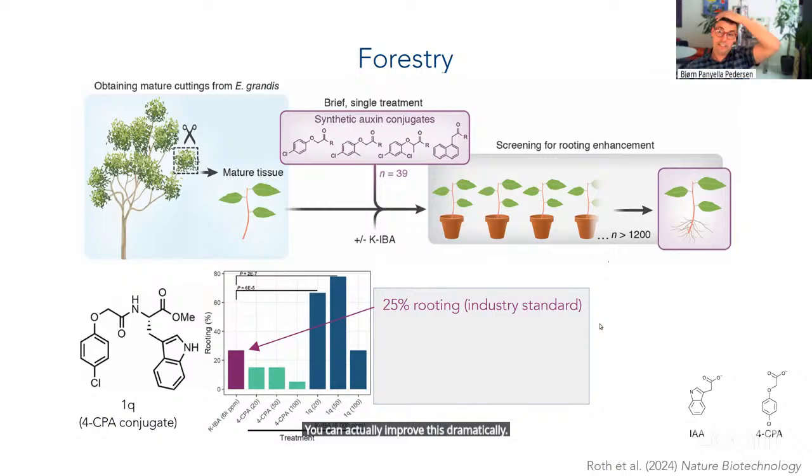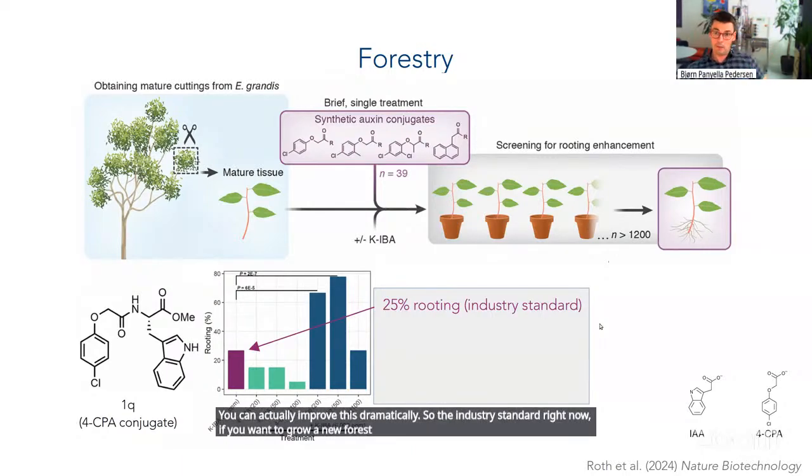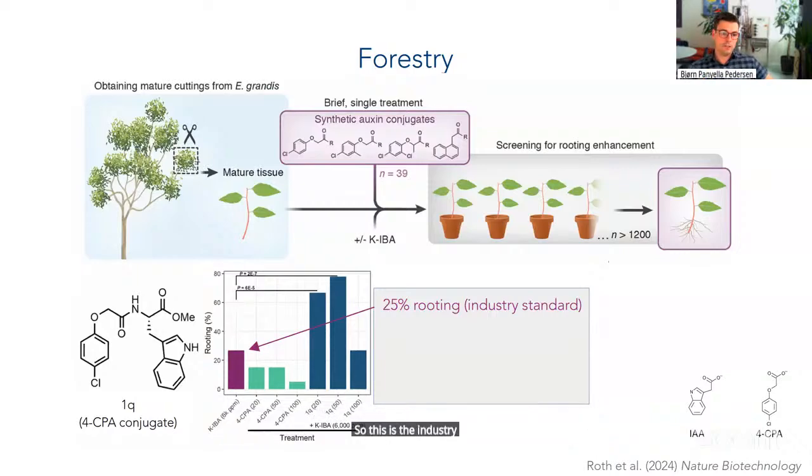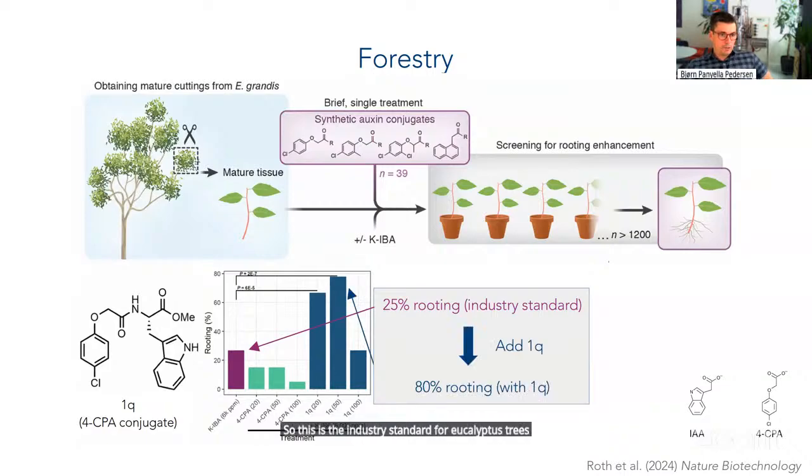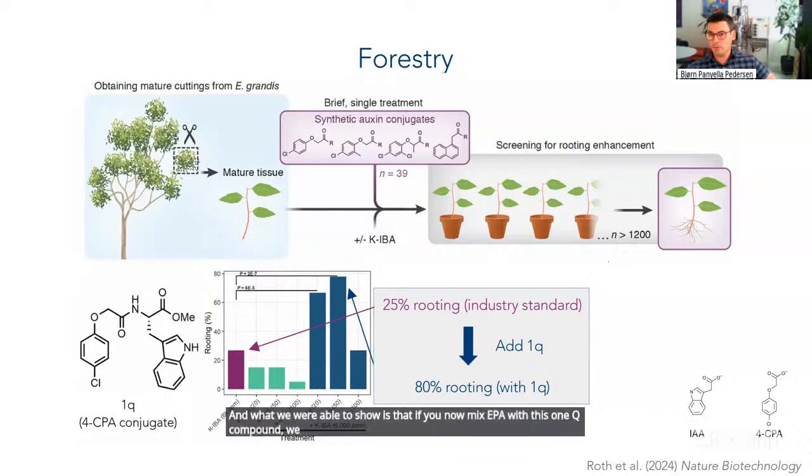So the industry standard right now, if you want to grow a new forest, is that you will dip all your cuttings in a solution of IBA. And if you do that, then approximately 25% of all your cuttings will actually take root and grow. So this is the industry standard for eucalyptus trees. And what we were able to show is that if you now mix IBA with this compound, we have an 80% rooting efficiency.